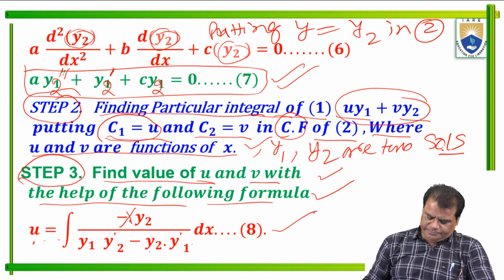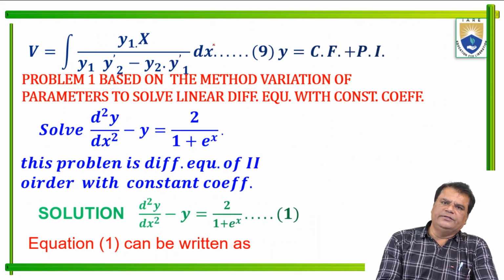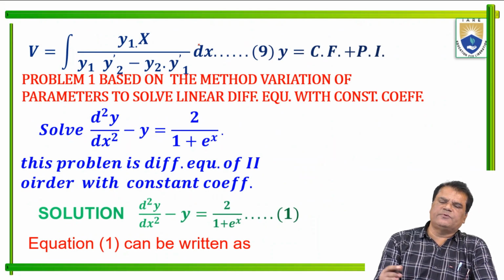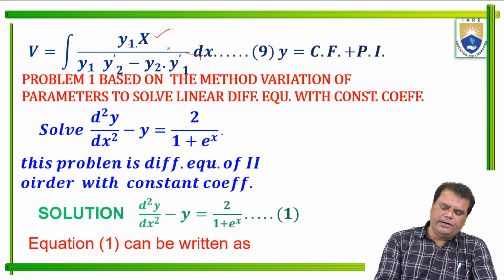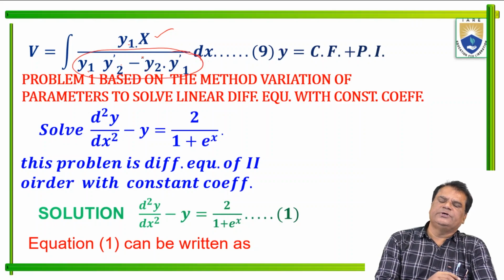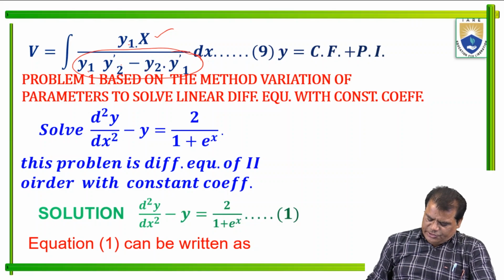This is equation 8. Next formula. This is the formula for v. Apply this formula for finding v. So v is equal to integration of y1 x, this is positive, that is negative, over y1 y2 dash minus y2 y1 dash. In both formulas, the denominator is same. The formula applies for u and also for v. One numerator is changed.